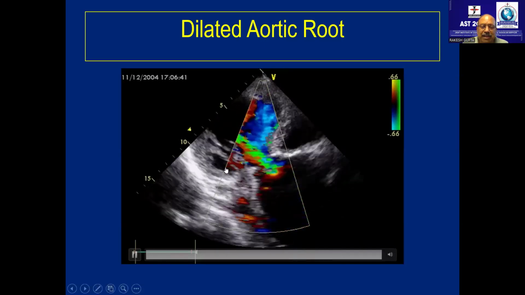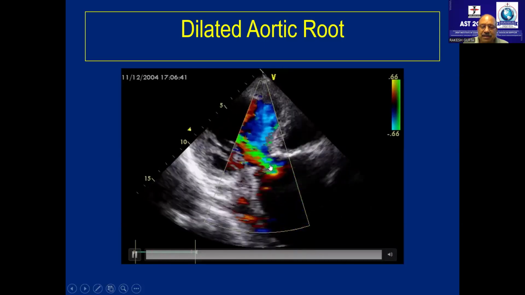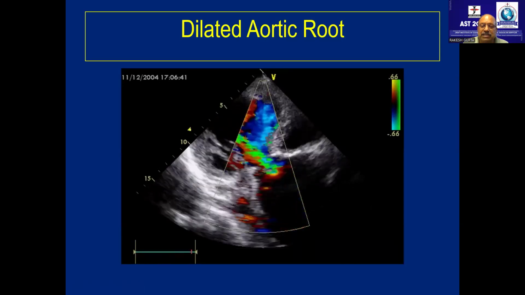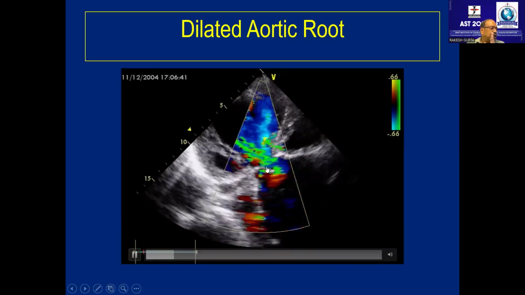Where do we see LVOT? We are not seeing LVOT over here. It's a vena contracta. This vena contracta is almost 7 millimeters or more. This is severe aortic regurgitation.